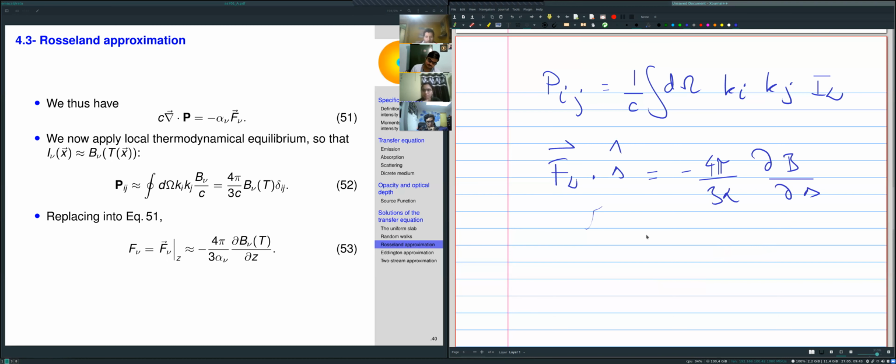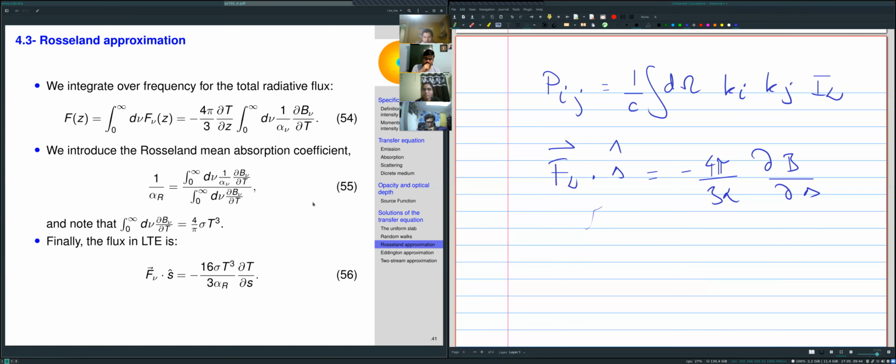So that's quite interesting because it gives us an idea of what the radiation flux is, based only on local conditions. So we don't need to integrate the whole radiative transfer equation to have this answer in the limit of an optically thick medium.